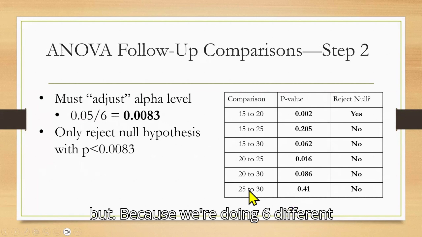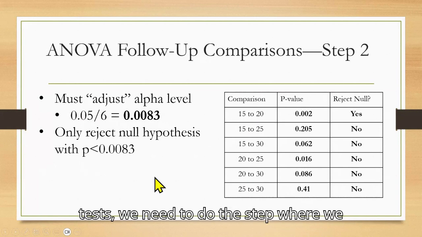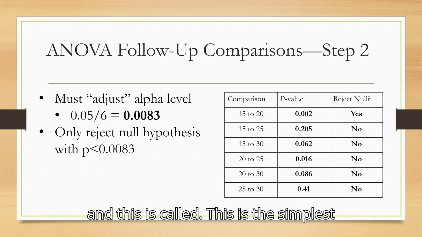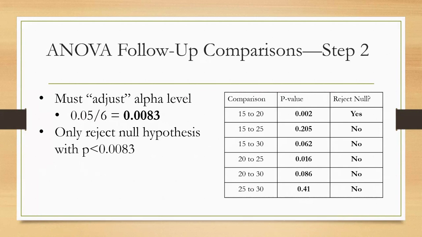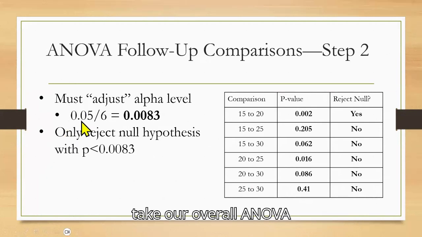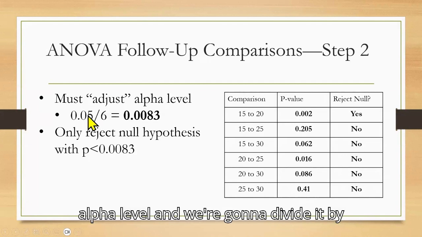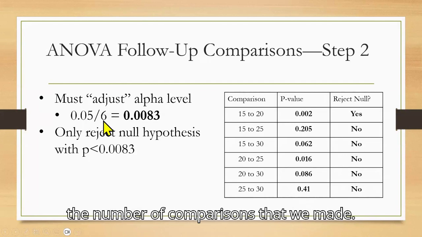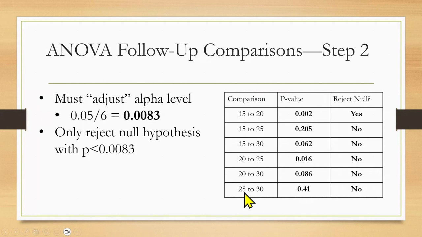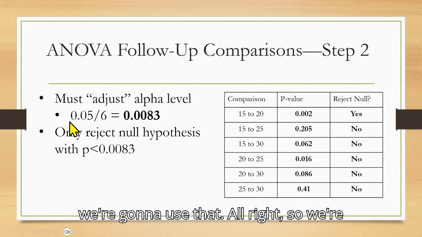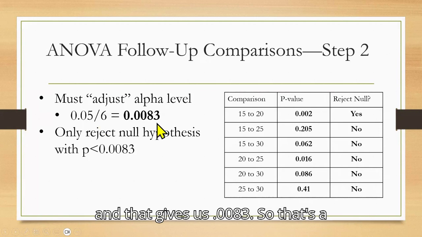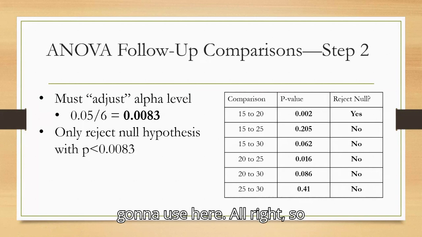but because we're doing 6 different tests, we need to do the step where we adjust the alpha level. This is the simplest way to do it. It's called the Bonferroni alpha level adjustment. We're going to take our overall ANOVA alpha level, and we're going to divide it by the number of comparisons that we made. So this number 6 of how many little t-tests we did. We're going to use that. So we're going to take 0.05, divide by 6, and that gives us 0.0083. So that's a pretty strict alpha level that we're going to use here.